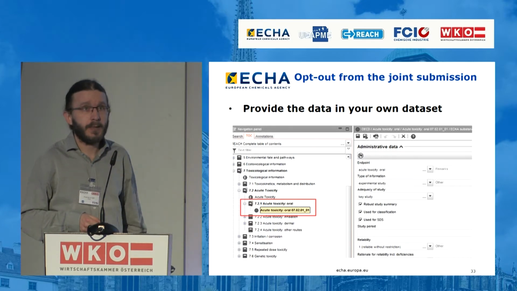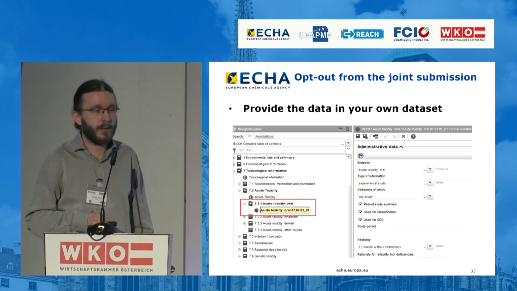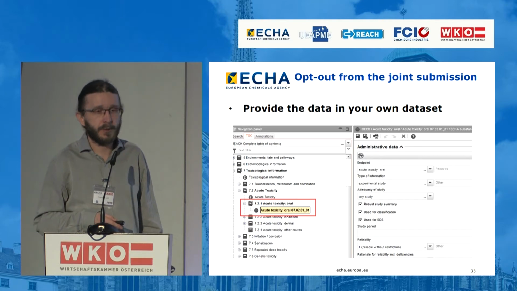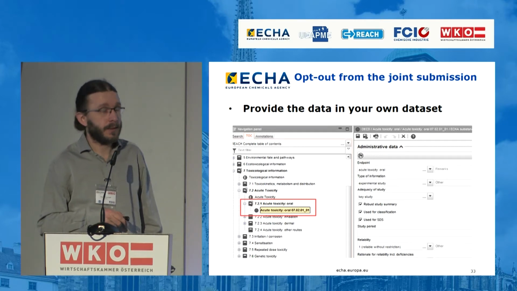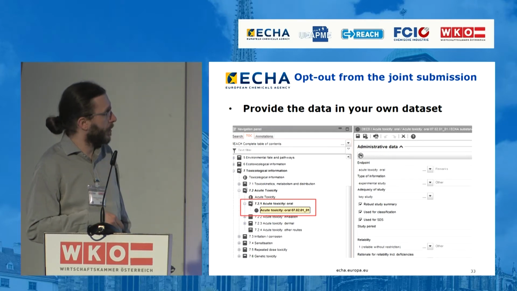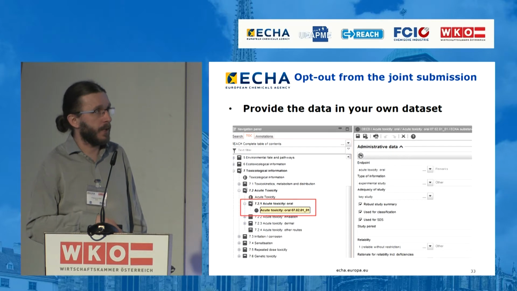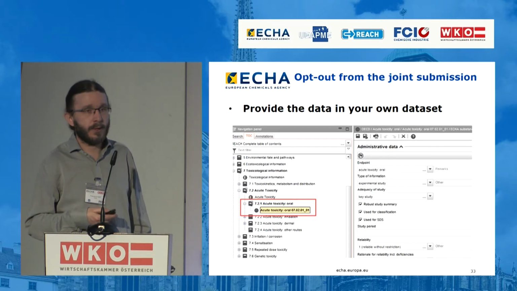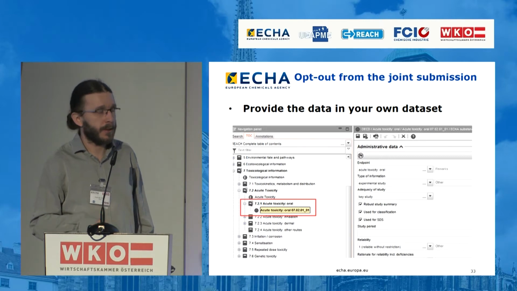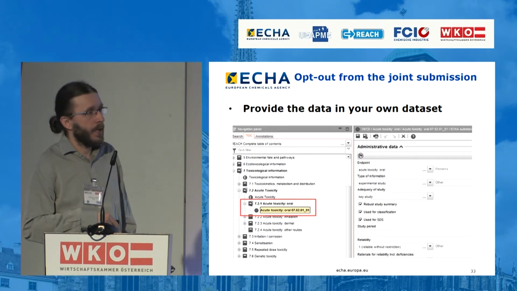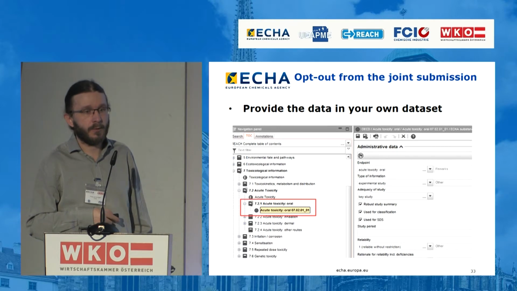Now this is more for the lead or for the members that have to opt out from the joint submission. You also have to provide data in your own data set for sections 4 to 7, for example, acute toxicity oral in that case. And this is what the lead is doing usually, but if you are a member of a joint submission and you did not agree to share the data, you can include this data also in your own dossier.